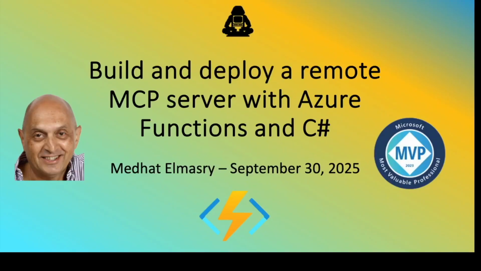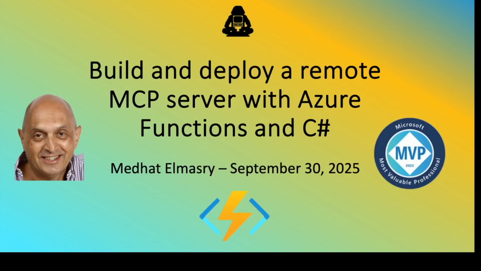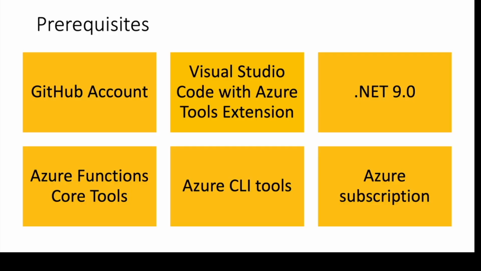In today's video, I will demonstrate how to build a basic MCP server with Azure Functions. We will first build it locally using Azure Functions core tools. After testing it in VS Code with Copilot chat, we will then deploy it to Azure using the Azure CLI tools.